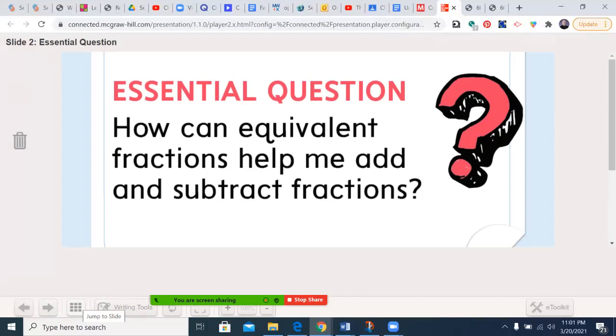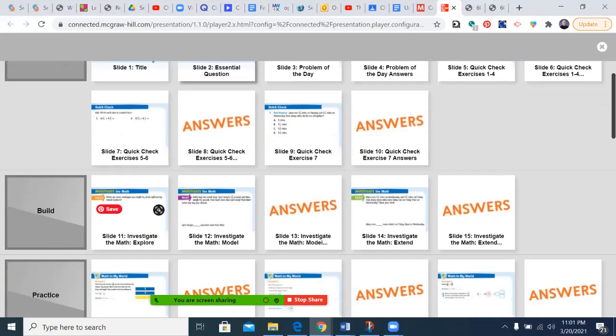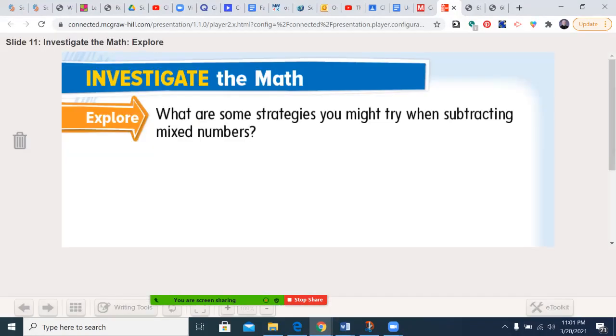So I'll begin outside of the book. So this part is not in your book. What are some strategies you might try when subtracting mixed numbers? Well, I'm probably going to begin by subtracting the fraction first and then the whole number. And that way I know if I had to borrow from or regroup.